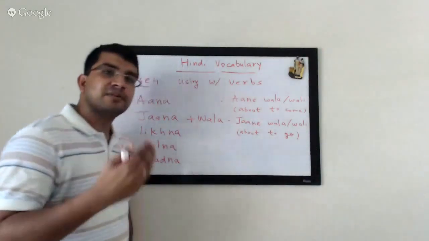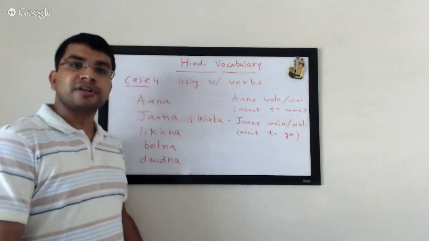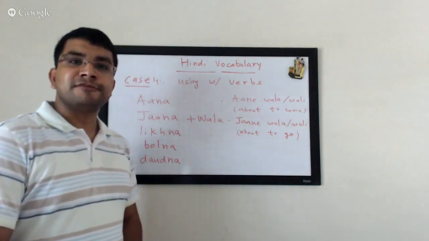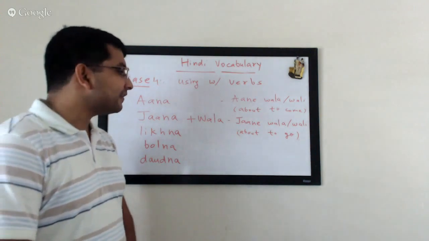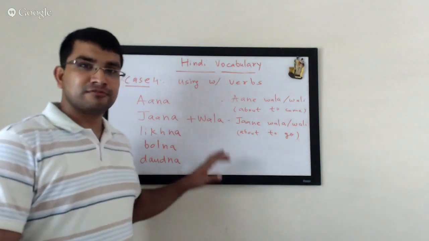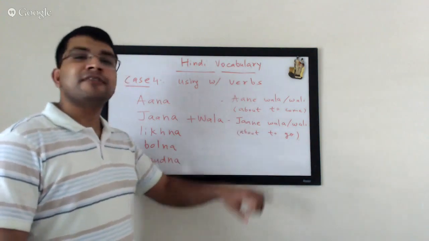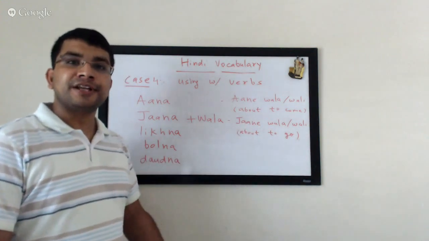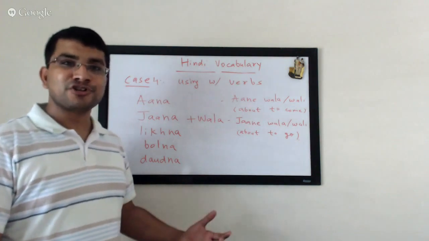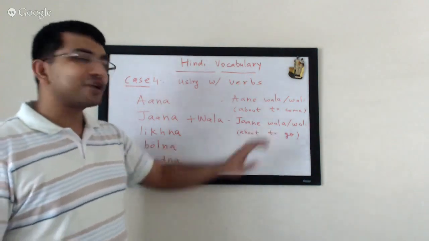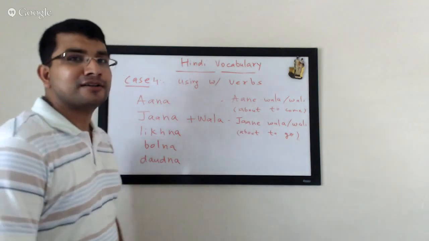So if you're again at the airport or at the railway station, and they're announcing your name and saying that passenger XYZ, where are you? आपका plane जाने वाला है और आपकी train जाने वाली है. That means you have to rush because your plane or your train is about to depart, right?